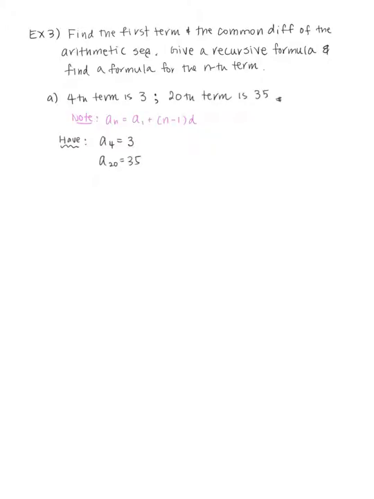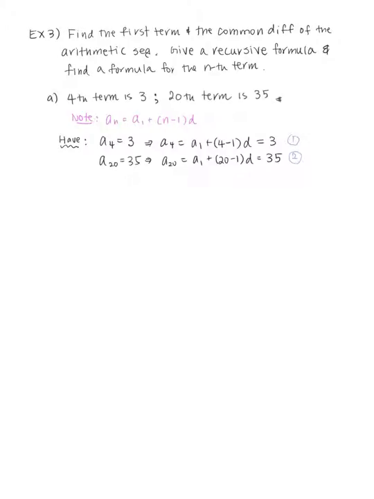Now applying that formula above, let's first go with a sub 4. A sub 4 is going to be a sub 1 plus 4 minus 1 times d. But a sub 4 is 3, so I'm just going to set that equal to 3. And then also, let's take care of a sub 20 as well. So a sub 20 is a sub 1 plus 20 minus 1 times d, but a sub 20 is 35, so I'm going to set it to 35. And just for organization purposes, let me call the first equation 1 and the second equation 2.